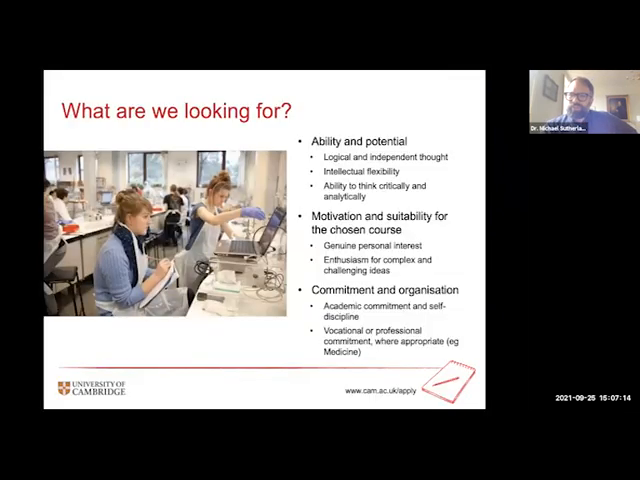So let's first talk very generally about what it is that we look for in a Cambridge applicant, because that frames our discussion of the NSAA rather well. In Cambridge, we're looking for academic ability and academic potential, and that means things like logical and independent thinking, intellectual flexibility, so can you change your ideas when you see new data, and the ability to think critically and analytically. That's particularly important if you're applying to a course like natural sciences.